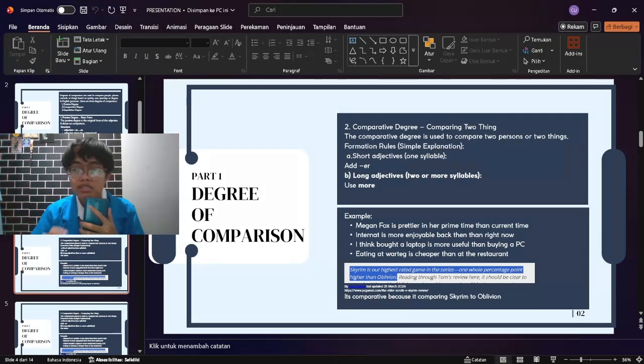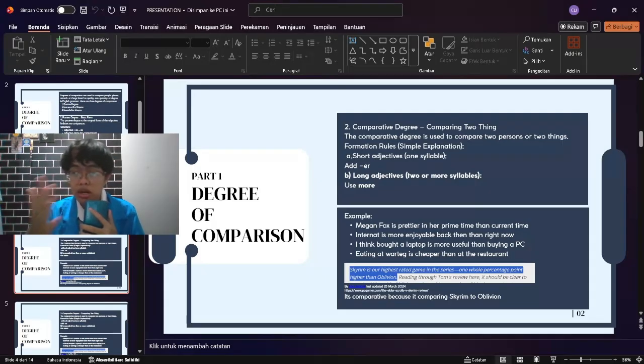And then the second form is the comparative degree. The comparative degree is used to compare a person or something. It's obvious from the name, comparative. It's comparing something to something. The structure is: for a short adjective, one syllable, add er. If there is a long adjective, two or more syllables, use more.